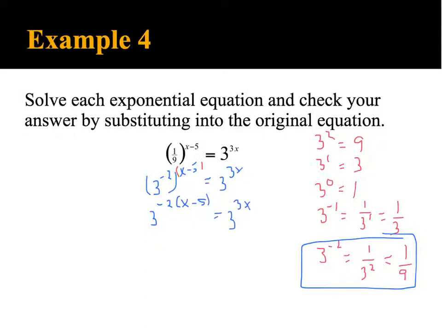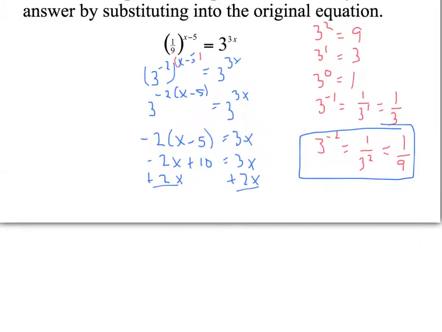Now we can set them equal to each other. So negative 2 times (x minus 5) is equal to 3x. So I get that negative 2x plus 10 is equal to 3x. Add 2x on both sides. And so now, let me scroll down here, we get that 10 equals 5x, and so when you divide both sides by 5, you get that x is equal to 2. And again, we can check this quite easily.